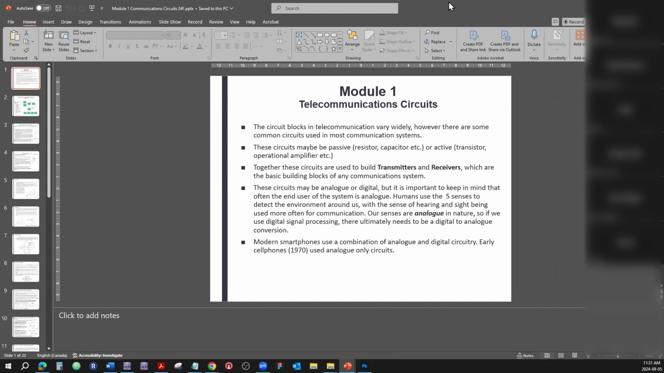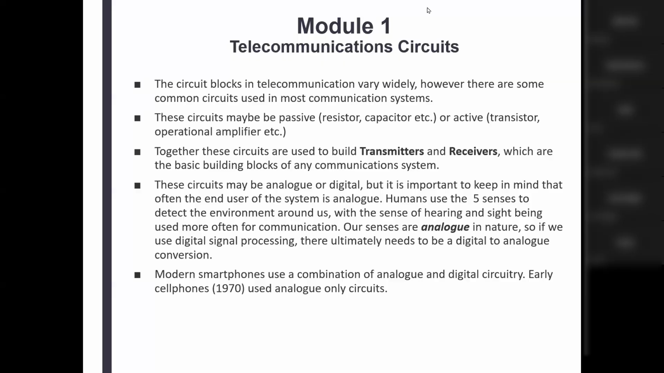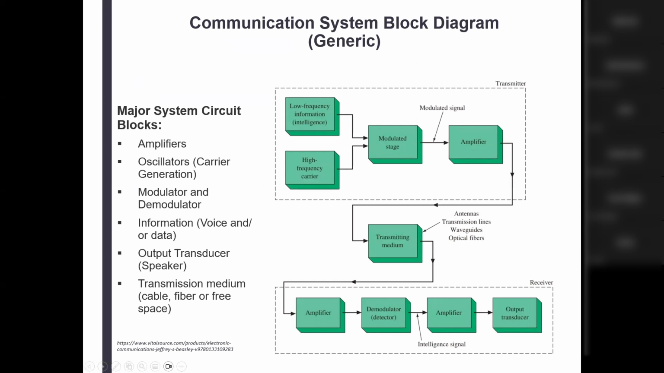Module 1. And let me just start that here. Good. All right. Telecommunications. The circuit blocks in telecommunications vary widely, and it's referring to this second slide right here. Circuit blocks in telecommunications. Well, you're going to have some sort of something that creates a signal.